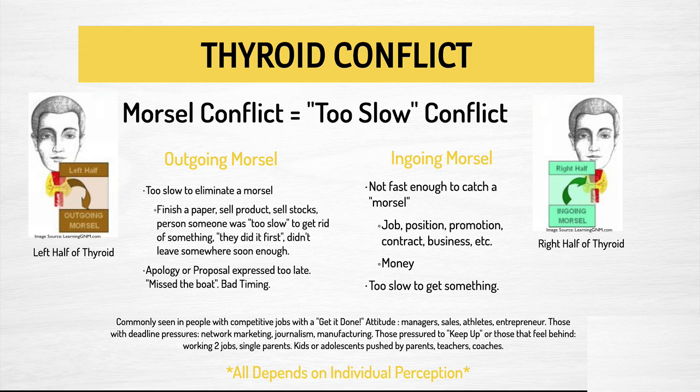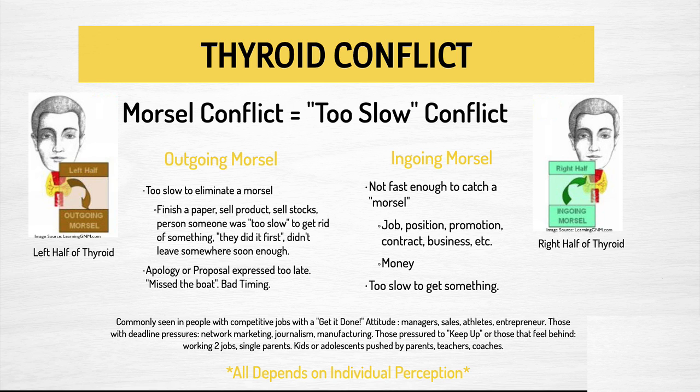And so the importance of your body having this response to a conflict of feeling too slow, it's like, all right, well, let's increase the thyroid hormone so we can speed things up so that you can not be too slow anymore and you can get whatever you need to get. So the ingoing morsel, this has something to do with not being fast enough to catch it, not being fast enough to get the position or the promotion or the business, the money that you need to survive. You weren't fast enough. You were too slow to get something.